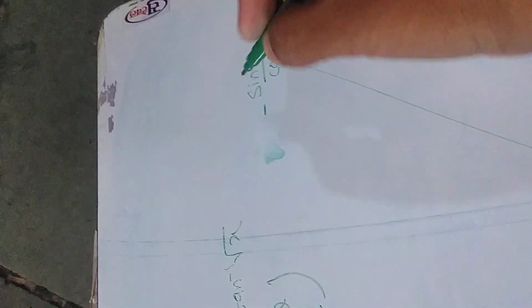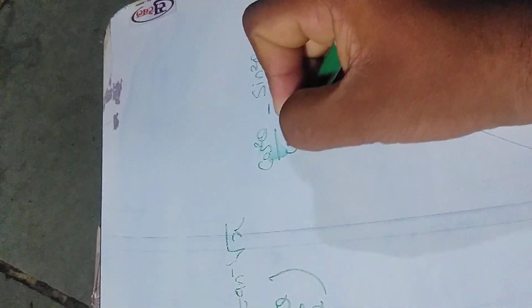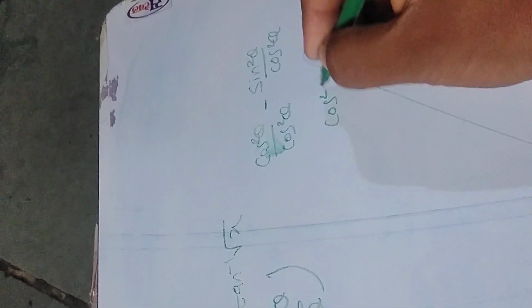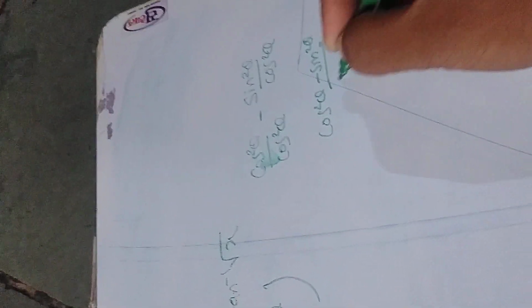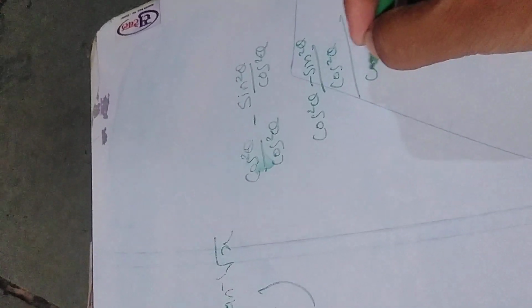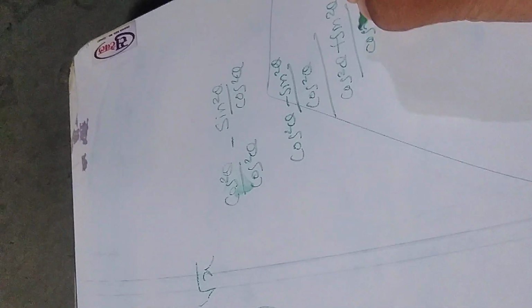But we know how we can write this tan square theta, so that our final solution will come out. It can be written very easily: tan square theta is sine square theta upon cos square theta, whereas 1 can be written as cos square theta upon cos square theta. So it will remain as cos square theta minus sine square theta upon cos square theta, divided by cos square theta plus sine square theta upon cos square theta.